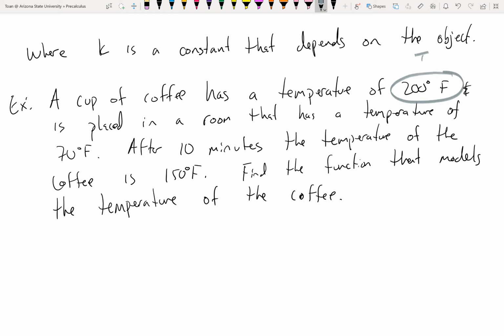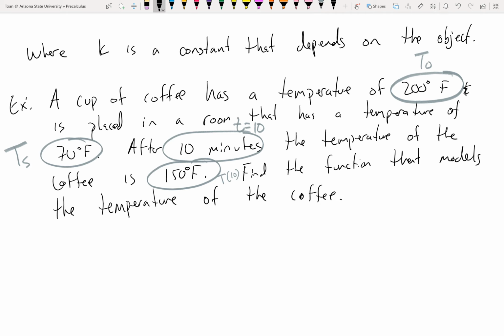So that's clearly the temperature of the object. And it's placed in a room that has a temperature of 70 degrees Fahrenheit. So that's clearly the temperature of the surroundings. After 10 minutes, so that's t here, the temperature of the coffee is 150 degrees Fahrenheit. So that's the final temperature. So that's T of t, or technically T of 10 here. Find the function. Okay, so there we go. Just start plugging stuff in. So T of 10 is 150. Let's just go ahead and write down the model here.